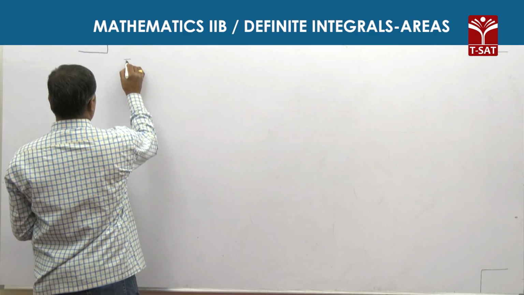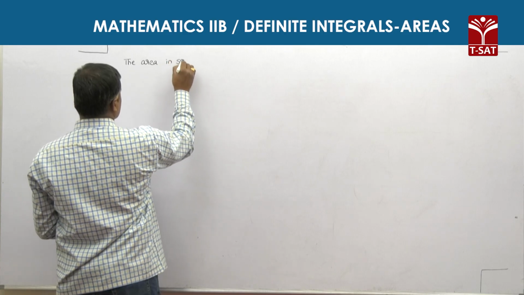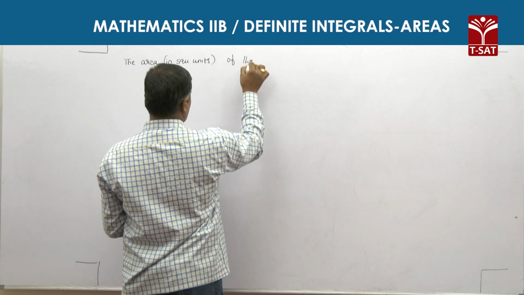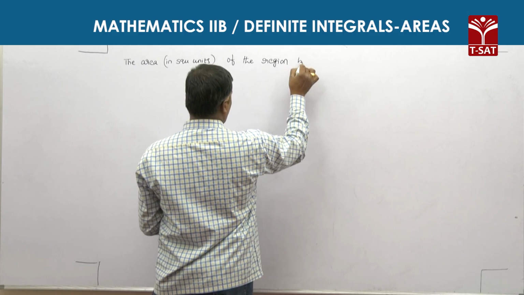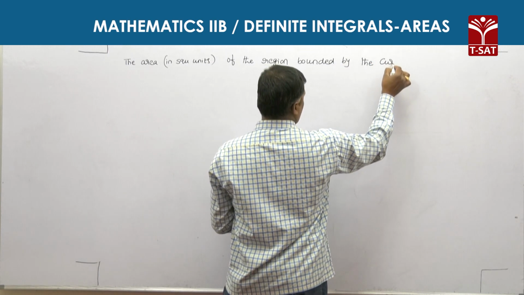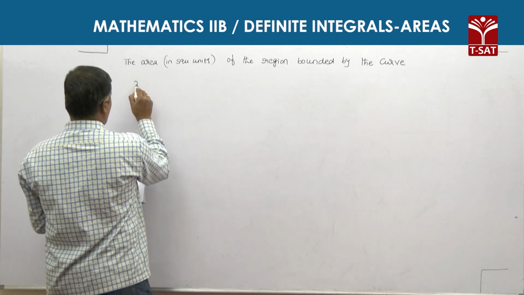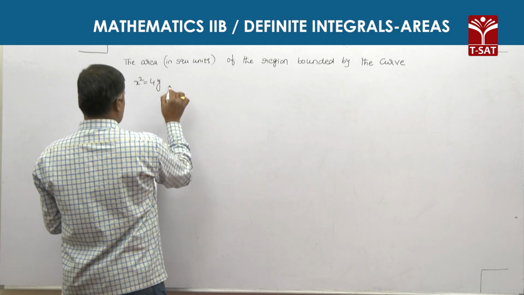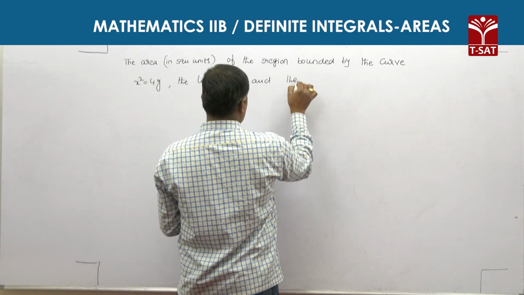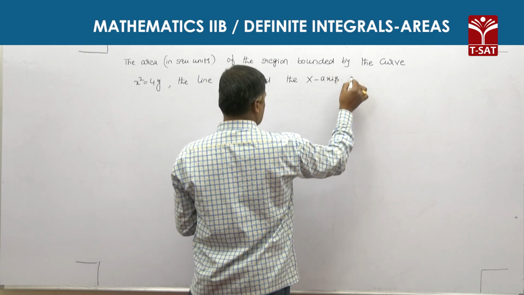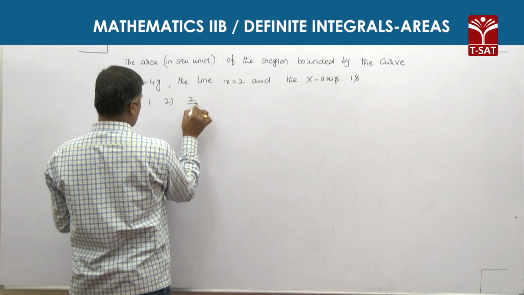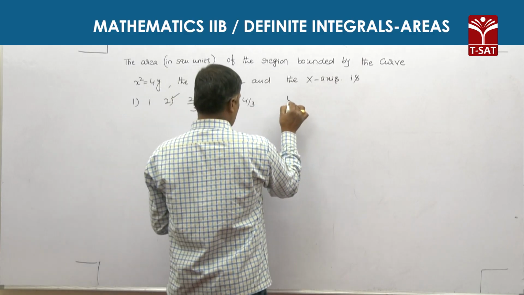Next problem: the area in square units of the region bounded by the curve x square equal to 4ay, x square equal to 4y, the line x is equal to 2 and the x-axis is: first option 1, second option 2/3, third option 4/3, fourth option 8/3.